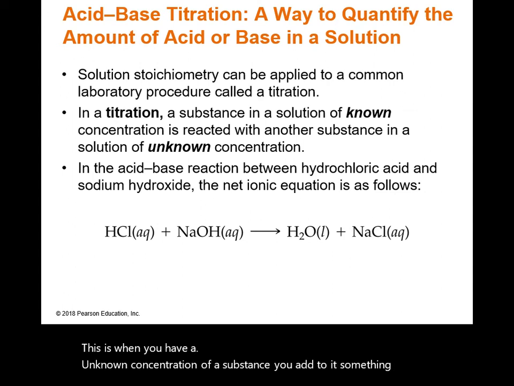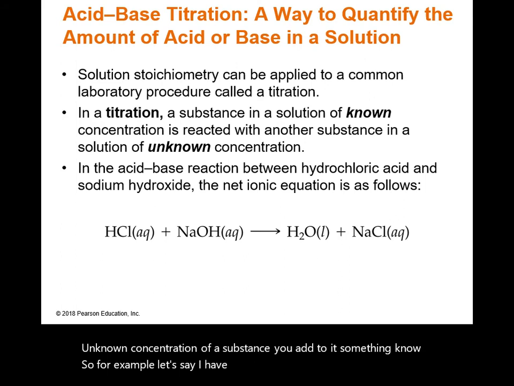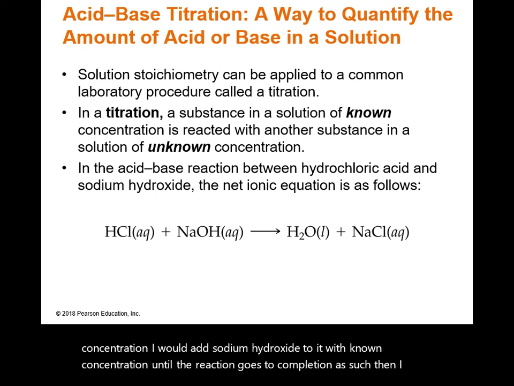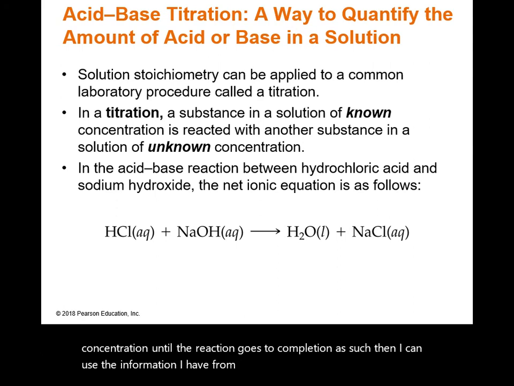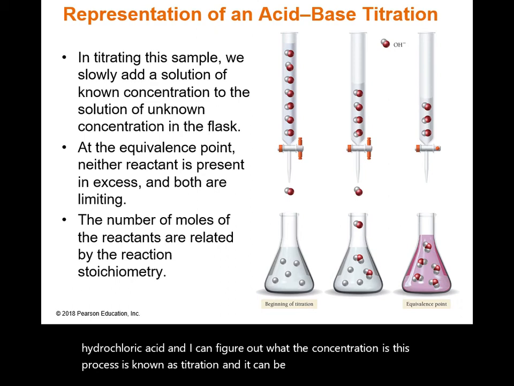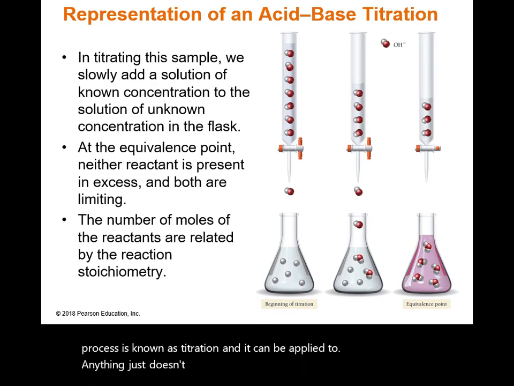So for example, let's say I have hydrochloric acid, I don't know its concentration. I would add sodium hydroxide to it with known concentration until the reaction goes to completion as such. Then I can use the information I have from sodium hydroxide, the volume of hydrochloric acid, and I can figure out what the concentration is. This process is known as titration, and it can be applied to anything, it just doesn't have to be acid and base, but we're going to focus on acid base here.